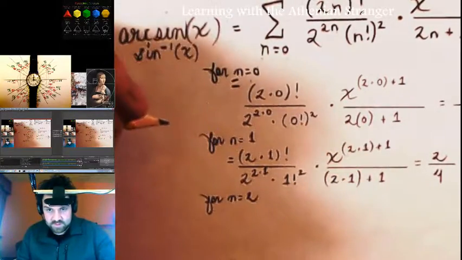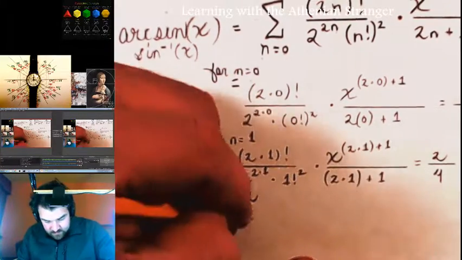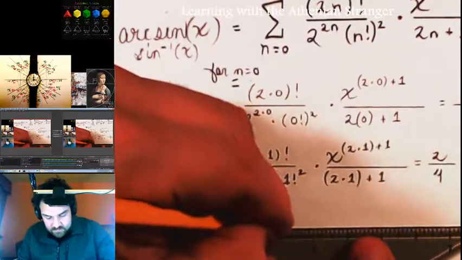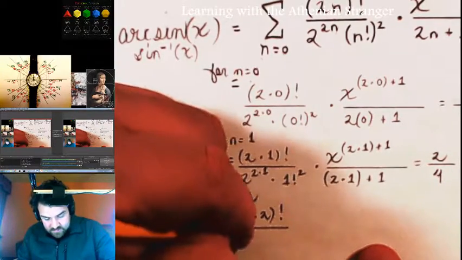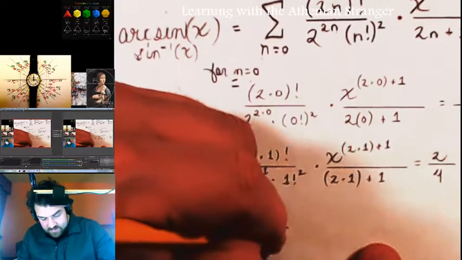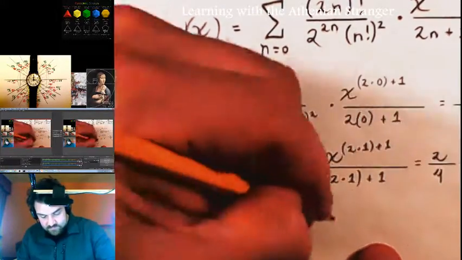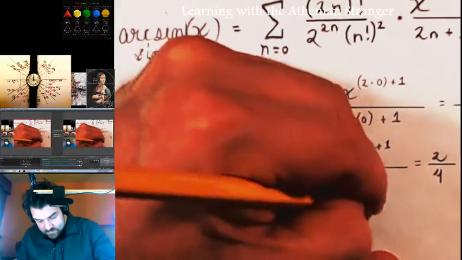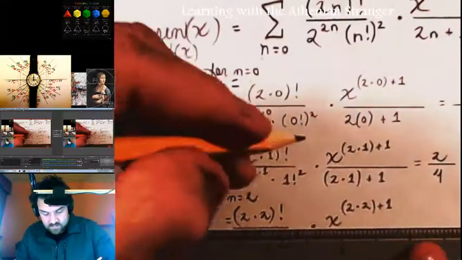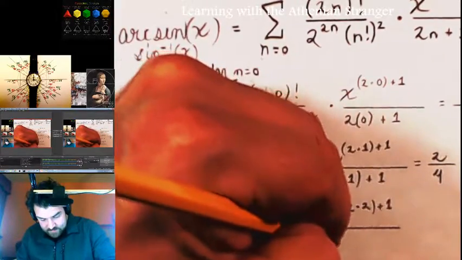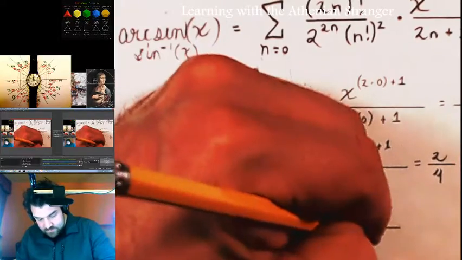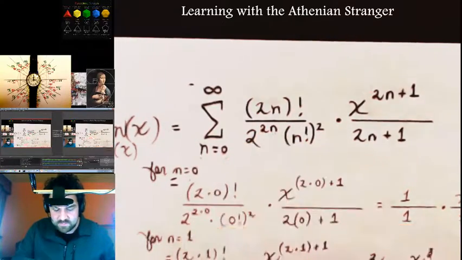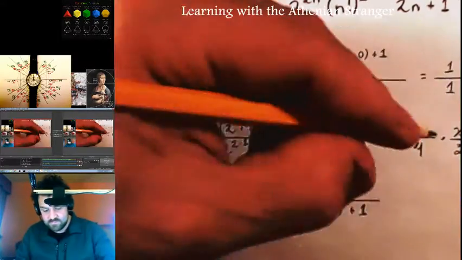equals 2. Ladies and gentlemen, let's do this. Equals 2 times 2 factorial over 2 raised to the 2 times 2 times 2 factorial squared times x raised to the 2 times 2 plus 1 over 2 times 2 plus 1. All I'm doing is plugging in the index number. Every time I see an n, I'm going to put a 2 there. That's all I'm doing. So now let's figure this out. It's not that hard.